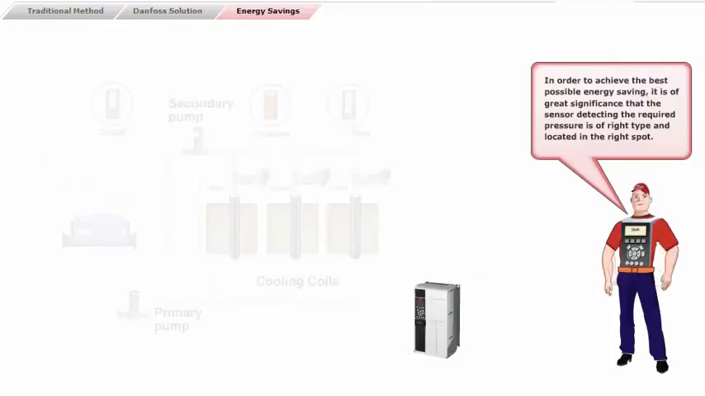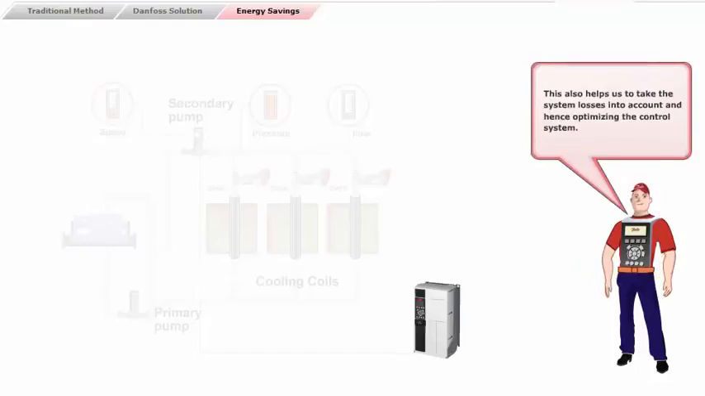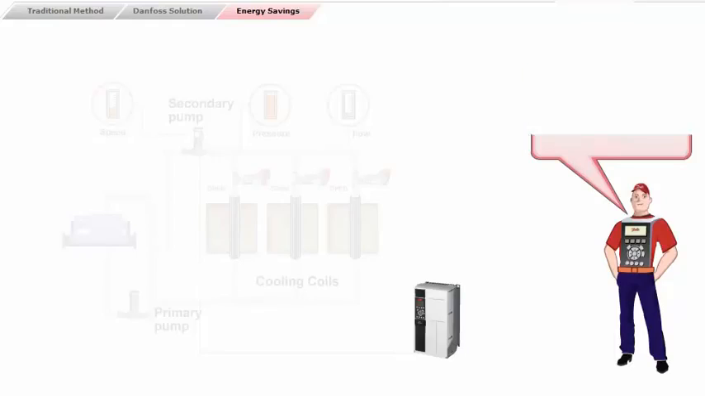In order to achieve the best possible energy saving, it is of great significance that the sensor detecting the required pressure is of the right type and located in the right spot. It is therefore important to place the sensor where the load is. This also helps us to take the system losses into account, and hence, optimize the control system.